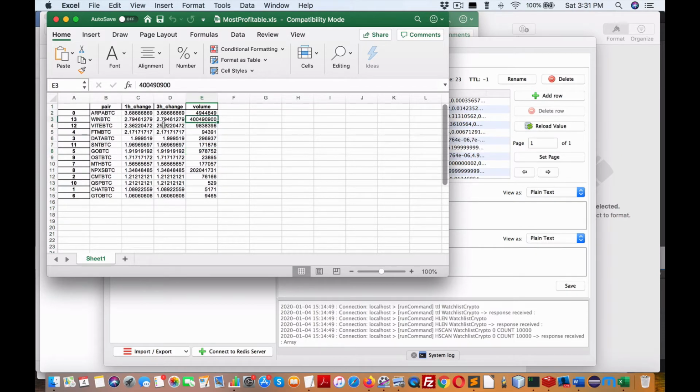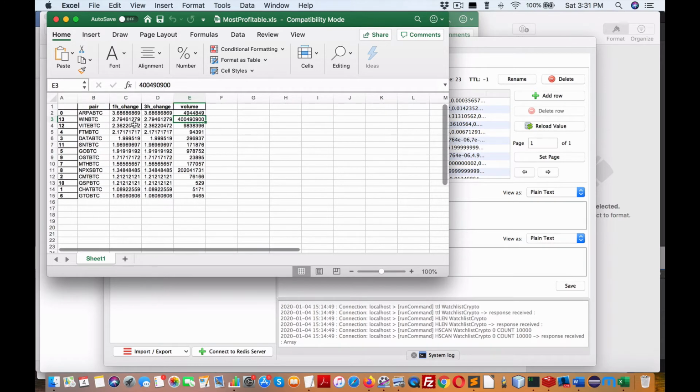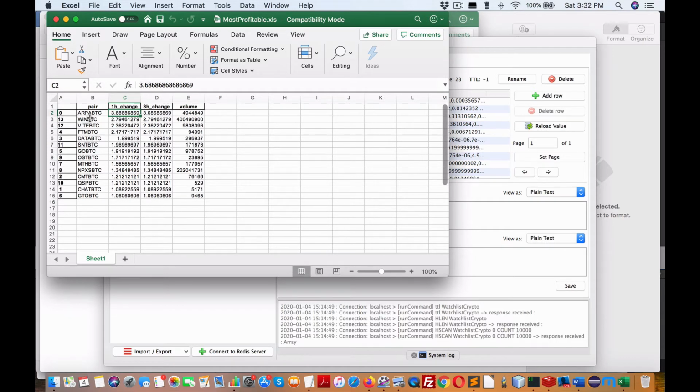So you can see here, in this case as an example, we have an hourly move and a 3-hour move. These are changes percent-wise. One thing I love about crypto is how fast it can move, and if you get the right moves in the right direction, chances are you could do quite well. So here we have a bunch of pairs. This one, ARPA BTC with a 3.68 move over an hour and a 3.68 move again.